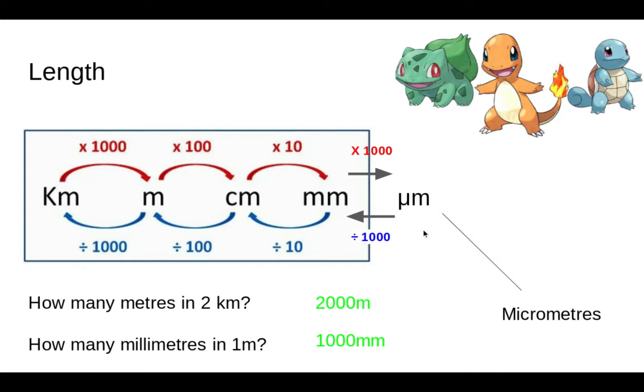Micrometers, microliters, micrograms are important units in biology because sometimes we use very small amounts of chemicals. Maybe some bacteria have a very small length. Maybe we're trying to measure something which has a very small quantity. So micro is really important in biology.